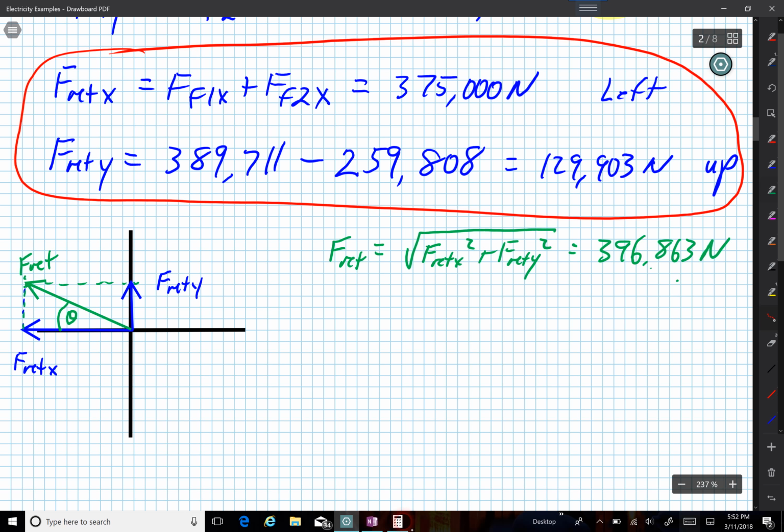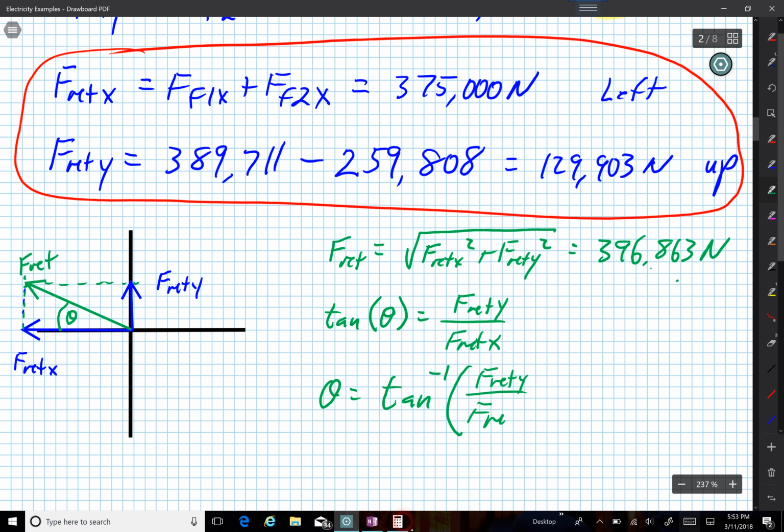And here's where I need to do a little bit of inverse trig. So here's what I'm going to do. I'm going to use tangent. I'm going to say the tangent of theta is F net y opposite over F net x adjacent. Opposite over adjacent. So theta, which I don't know, which is what tells me I have to do an inverse tangent of F net y over F net x.